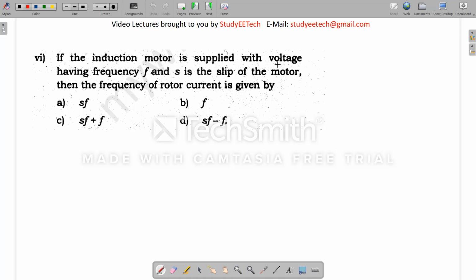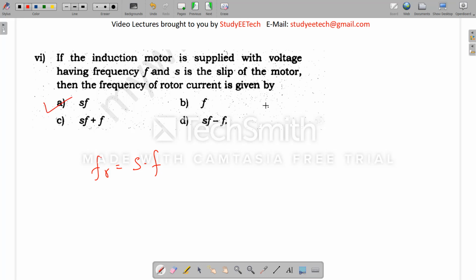The induction motor is supplied with a voltage having frequency f, and s is the slip of the motor, then the frequency of the rotor is? We have discussed this concept previously, that fr is equal to s into f, right? Slip times the frequency of the supply. So this will be the answer.